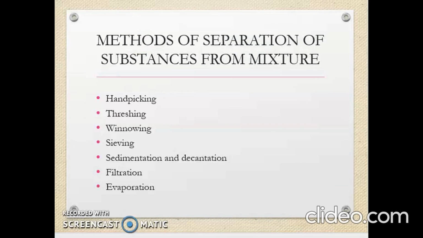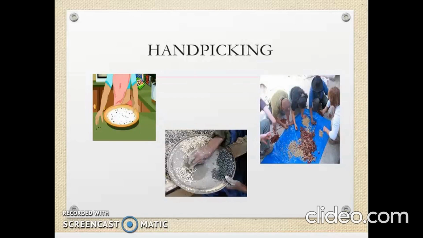So children, to separate the components of a mixture, we make use of the properties of the components. We cannot separate the components of different mixtures using the same method. So the methods of separation of substances from a mixture are hand picking, threshing, winnowing, sieving, sedimentation and decantation, filtration and evaporation.